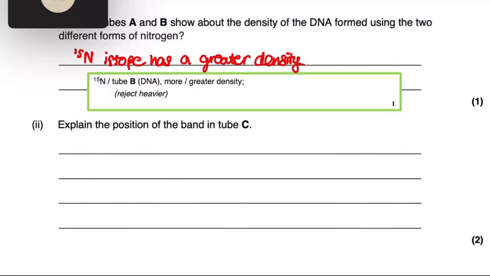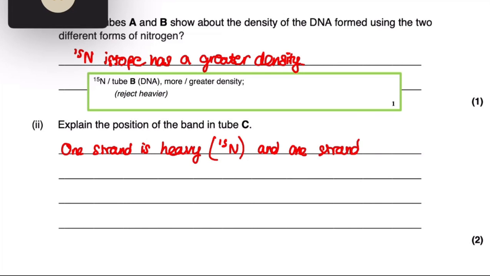Okay, so we would say that one strand is heavy, contains the 15N isotope, and one strand, and this is going to be the newly synthesized strand, contains the 14N isotope, and therefore the densities are balanced.